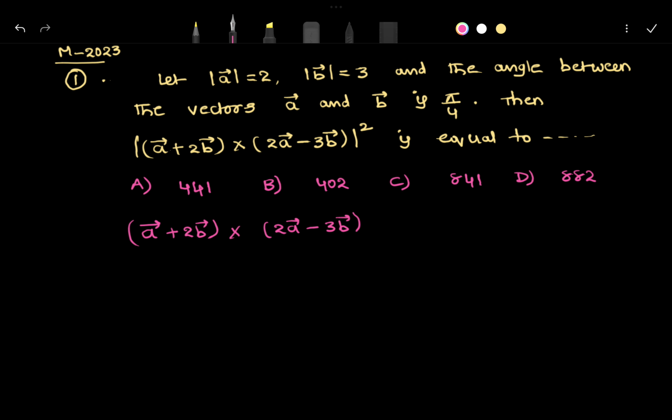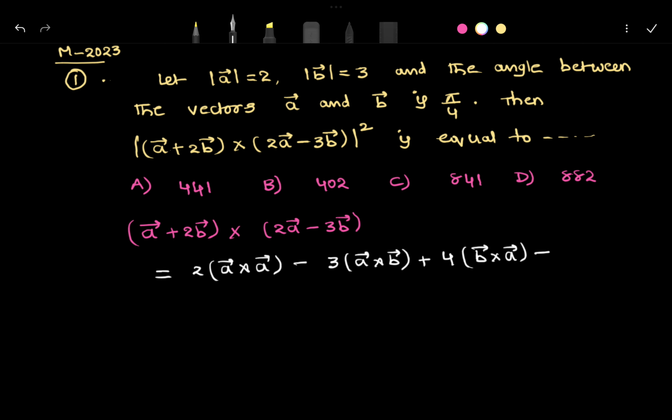Now you know some basic properties of the cross product. A cross 2A means 2 into A cross A. Then minus A cross 3B is 3 into A cross B. Next, plus 2B cross 2A is 4 into B cross A. And next, plus into minus is minus 2B cross 3B, which will be 6 into B cross B.